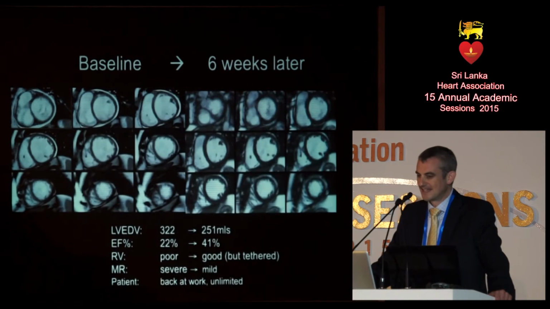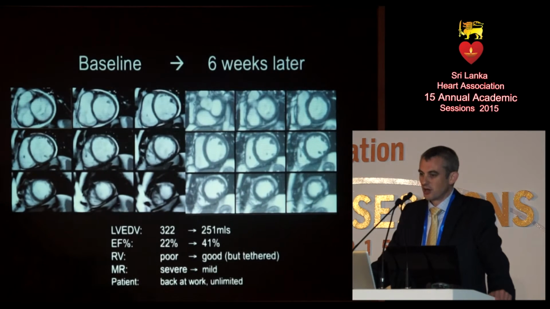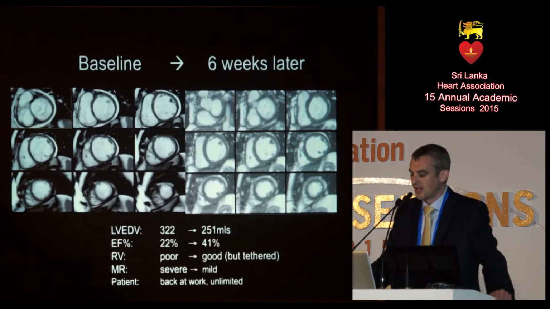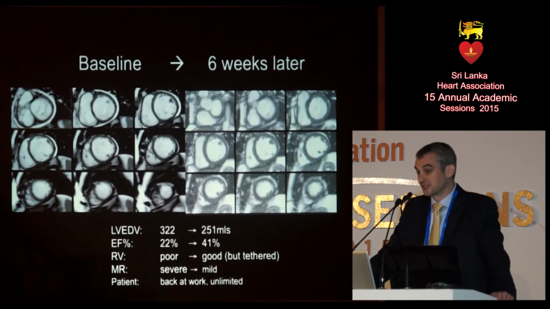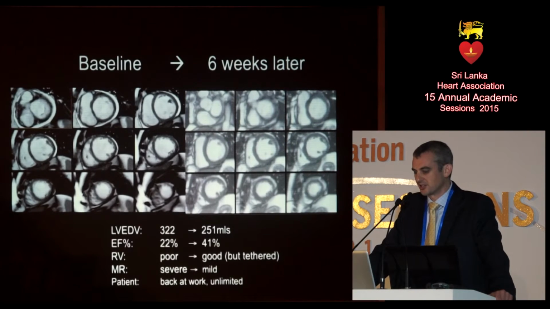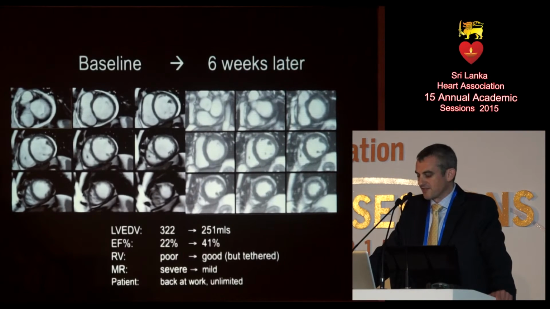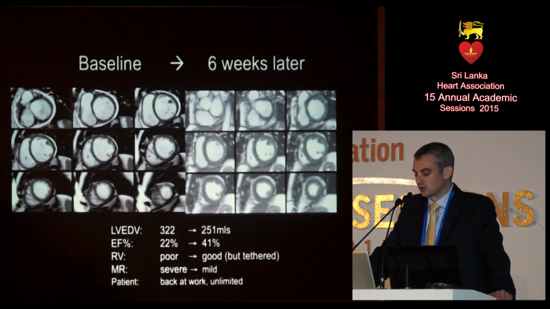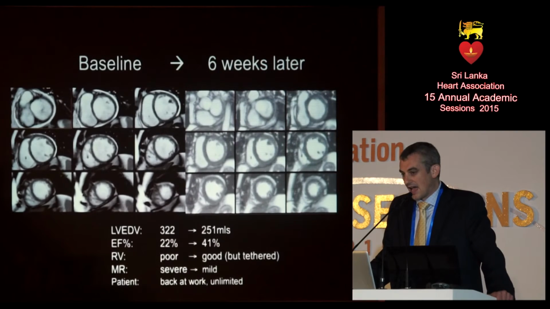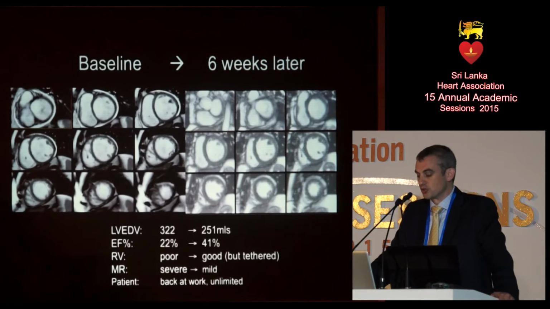Now this patient then went on to go into a study, which was quite fortunate for me because it meant he got another MRI scan, and 6 weeks after bypass surgery, so really pretty early after surgery, there was a significant change in his heart, as shown here. The LV function improved with his ejection fraction going from 22 to 41%. The left ventricle got smaller, and RV function also improved, and mitral regurgitation reduced.